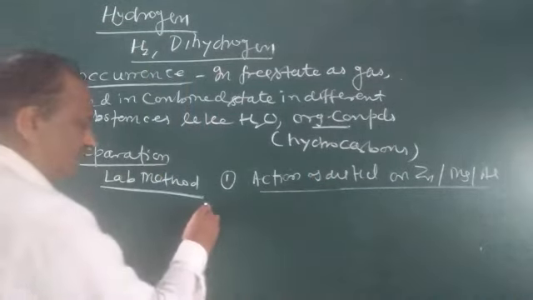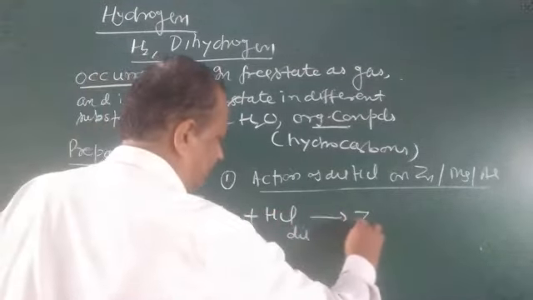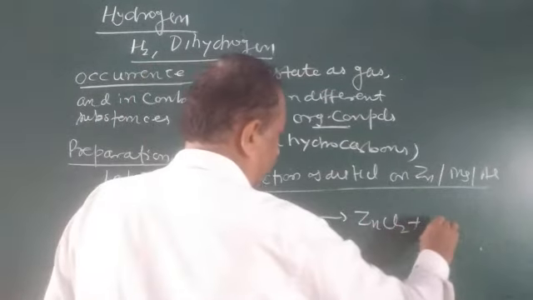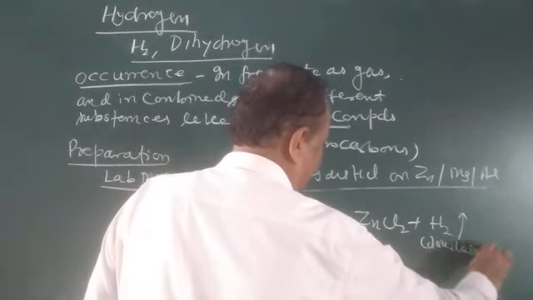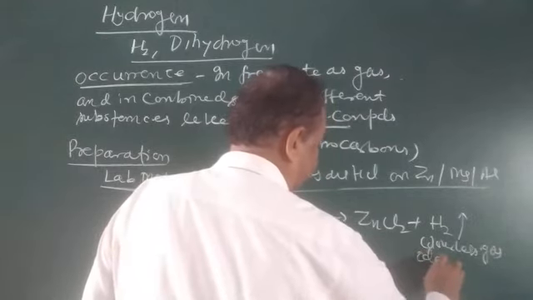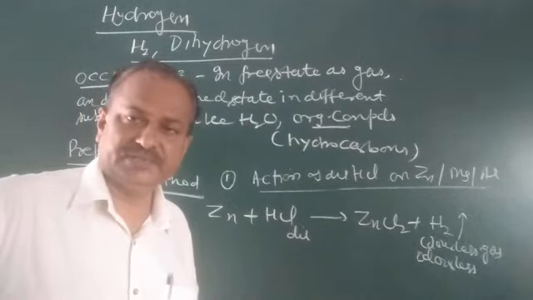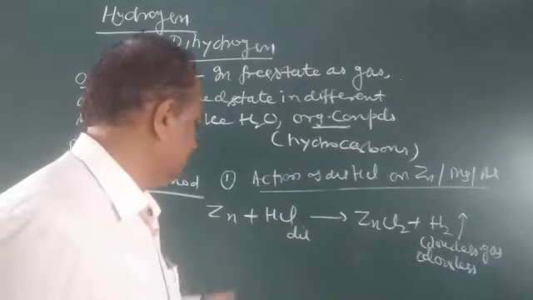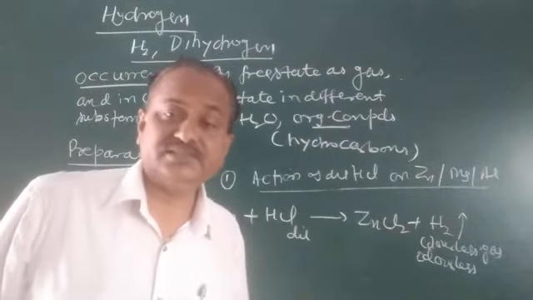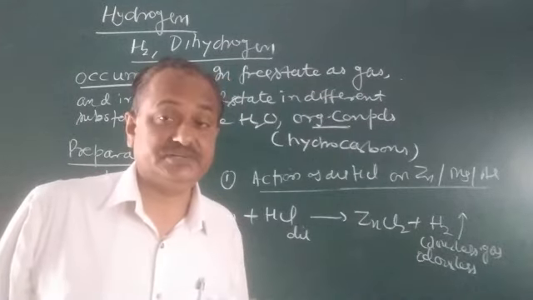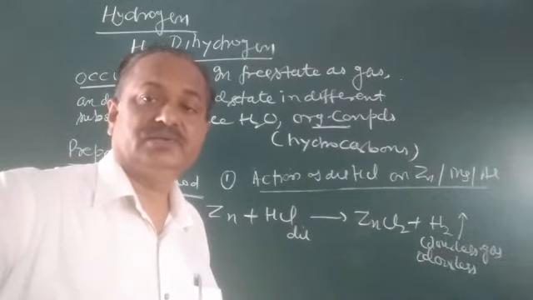So like here I write Zn plus dilute HCl gives ZnCl2 plus hydrogen gas. And it is a colorless gas, odorless gas. It has no color, no smell, etc. So this is one method in laboratory. Similarly, aluminium, zinc, sodium, calcium, any metal which is more reactive in nature will be able to displace hydrogen from the acids.